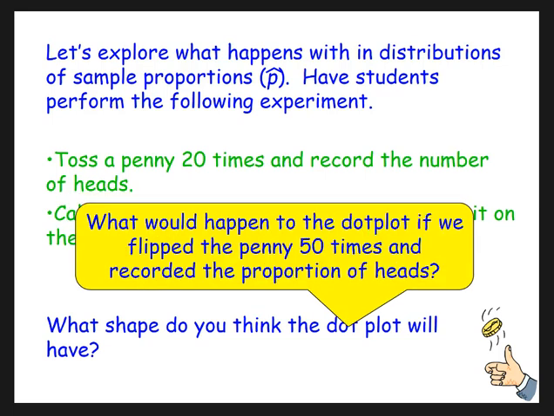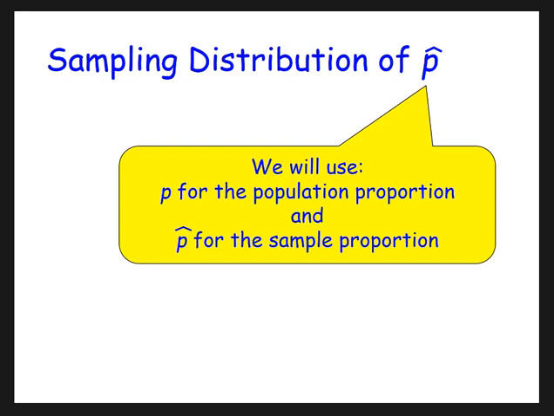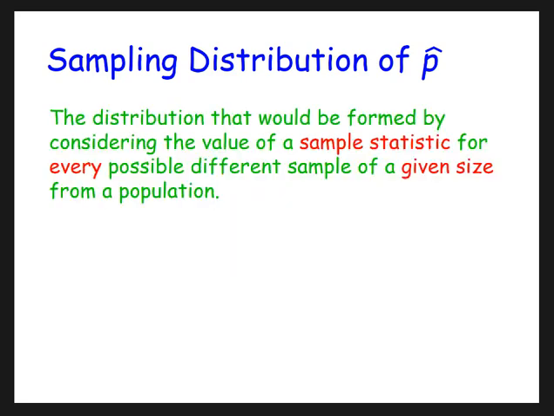What would happen to the dot plot if we flip the penny 50 times? Well, just like with the other ones, that plot is going to look like a bell curve, but the larger the sample size is, the narrower that bell curve will be. So our sampling distribution of p, or p hat. P is the population proportion, p hat is the sample proportion. A lot of textbooks just use p to represent both. It's a little sloppy, but that's okay.